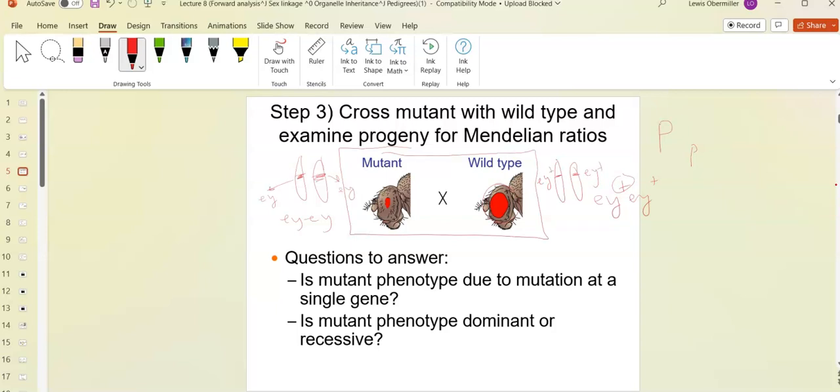All right. So what do we want to know? Is it in a single gene? We have to do crosses for that. We're looking for the 3-to-1 ratio.